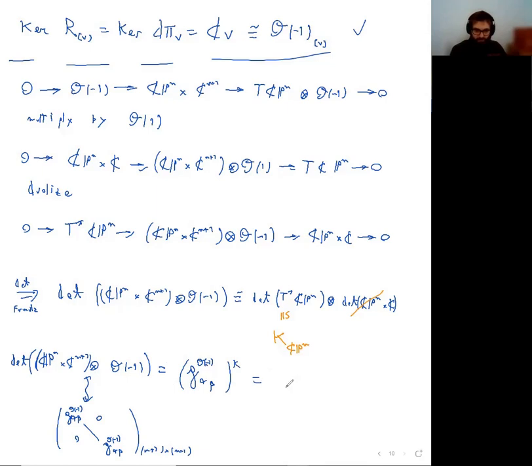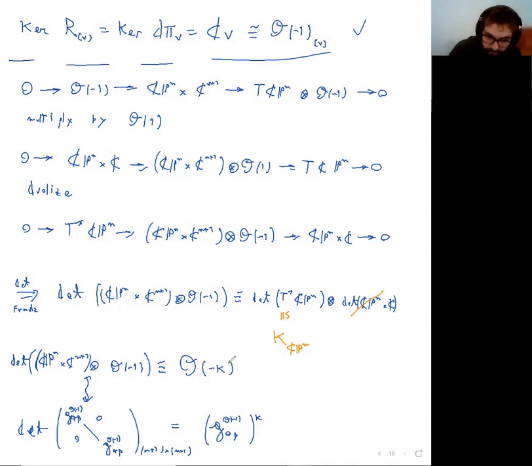Which is simply, I should write this. This should have been at the bottom. So this is the determinant of this, and this is g_{αβ} of O(-1) to the K. So this bundle here is simply O(-K). And what is K? Not K, n plus one, sorry, because the dimension is n plus one.